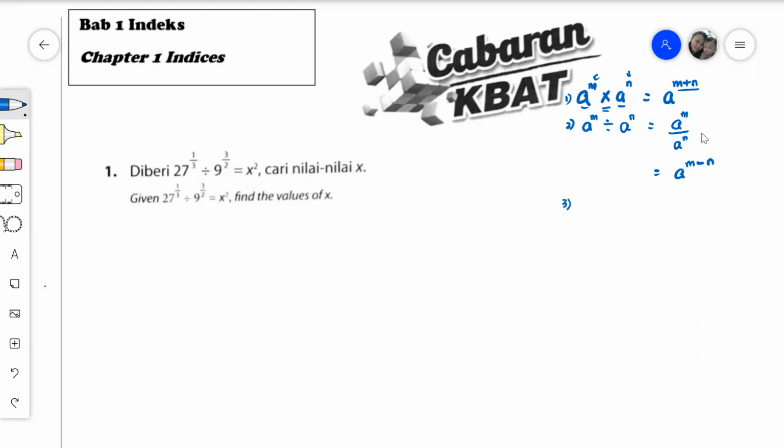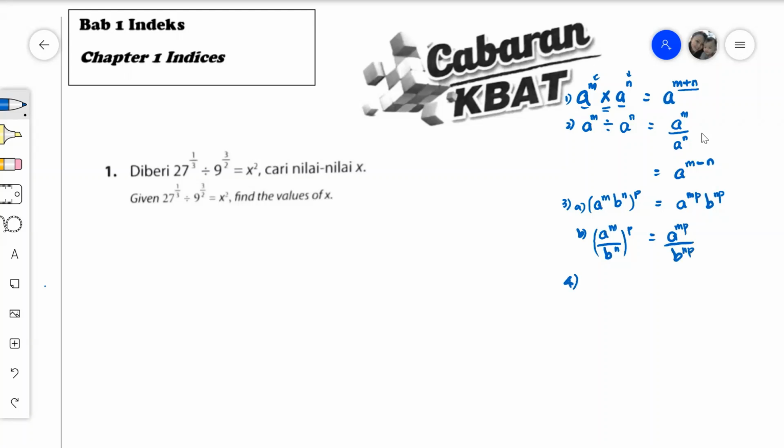Okay, the third one, we will have a to the power of m, b to the power of n, all raised up to the power of p. So we will have a to the power of mp, b to the power of np. Okay, this is the multiplication. What if we have the division? Same thing, when everything is raised up to the power of p, we will have a to the power of mp over b to the power of np.